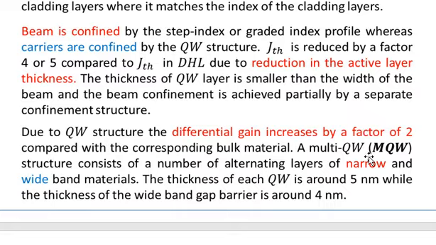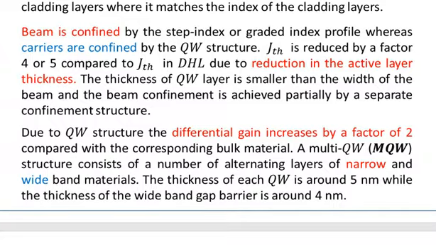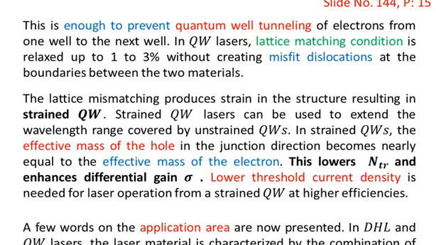A multi-quantum well, which we call MQW, structure consists of a number of alternating layers of narrow and wide band materials. The thickness of each QW is around 5 nanometers, while the thickness of the wide band gap barrier is around 4 nanometers. This is enough to prevent quantum tunneling of electrons from one well to the next well.